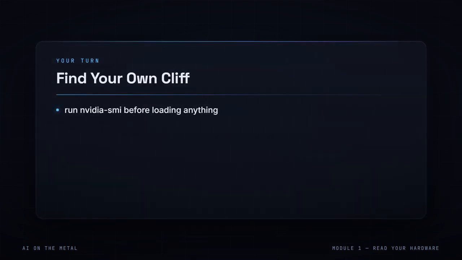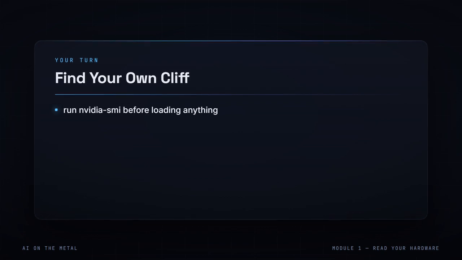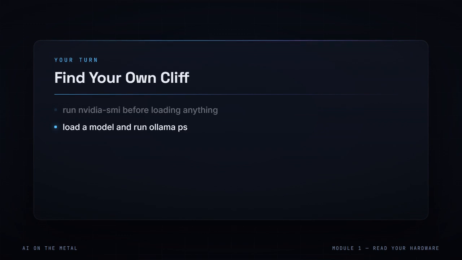1. Fresh terminal. Run nvidia-smi before loading anything and write down the memory used. That is your real baseline. Note your total. 2. Load a model and run Ollama PS. Write down the size and write down the processor column. That is the split. 3.